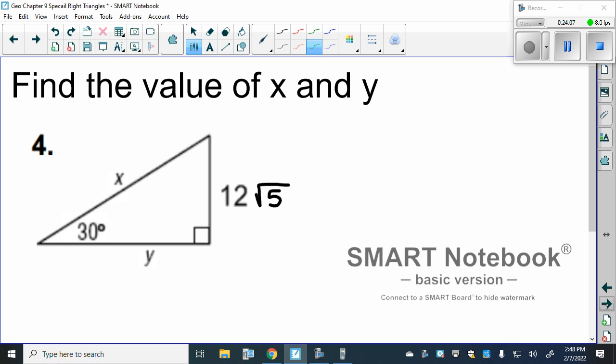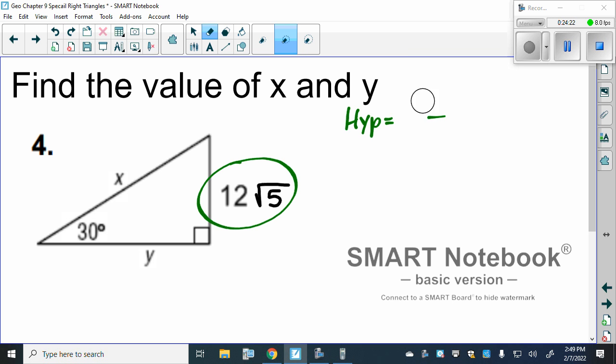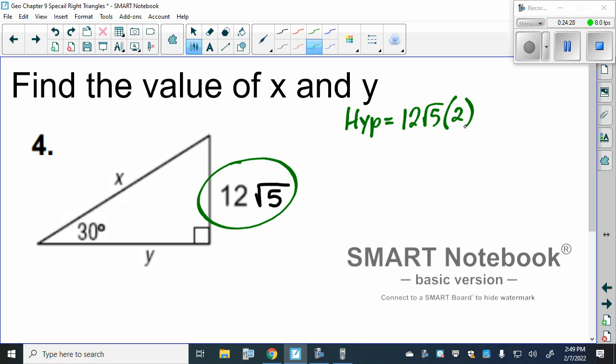So when we look at this one, the side opposite 30 is the short leg, which is our 12 square root of 5. So to find the hypotenuse, we're going to take this amount and do what to it? We're going to multiply it by 2. So if we take the 12 square root of 5 and multiply it by 2, we get 24 square root of 5, because the square root of 5 is not going to be multiplied by 2, but we're going to multiply it by the 12, because they are both whole numbers, and that would be our hypotenuse.